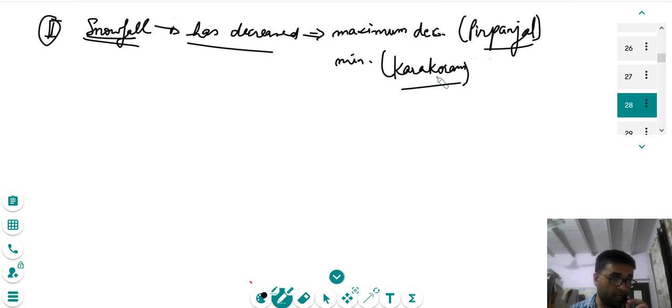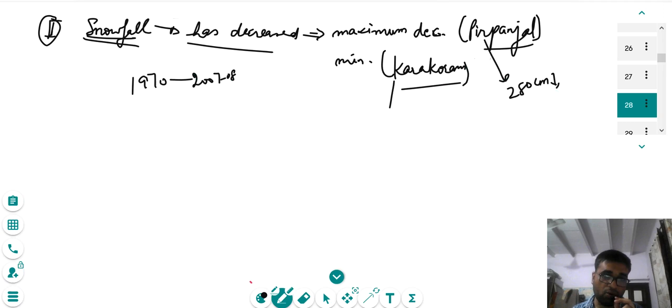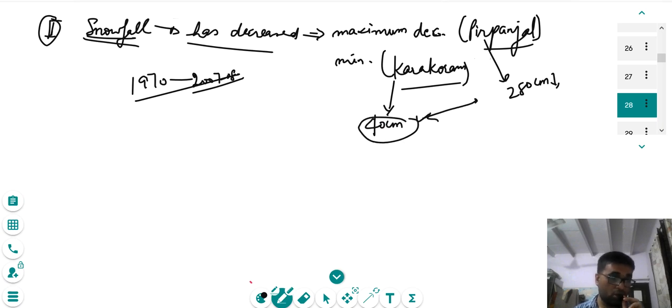So if you see in terms of figures, between 1970 and 2007-8, in Pir Panjal the decrease in the snowfall was 280 centimeter, while in case of Karakoram, in the same period, 1970 to 2008, the decrease in snowfall was 40 centimeter. So this much is the difference between the two ranges. So this is the first thing, snowfall.